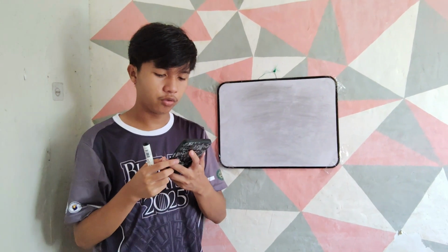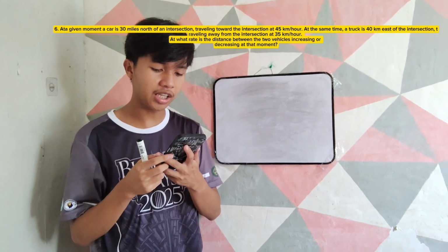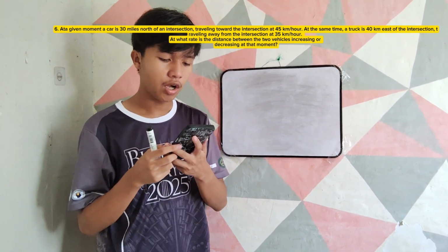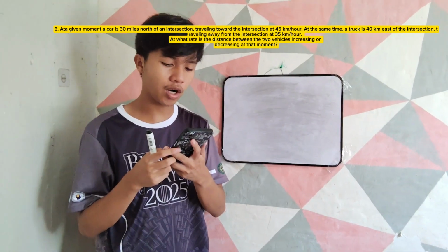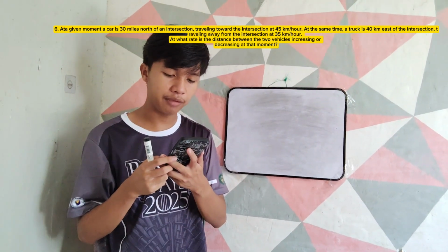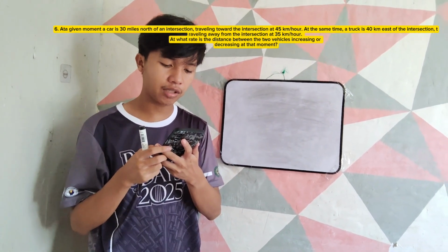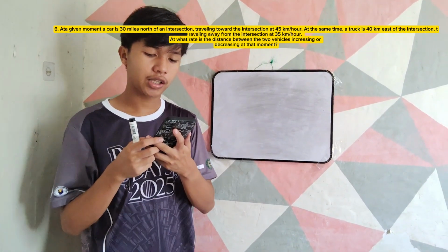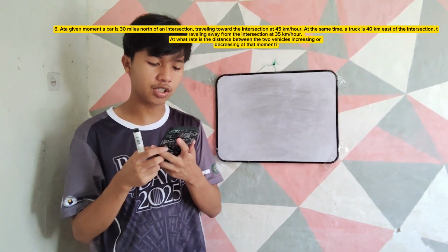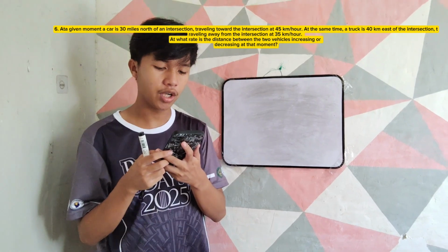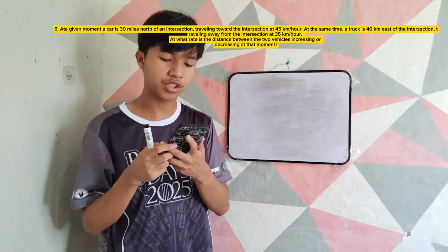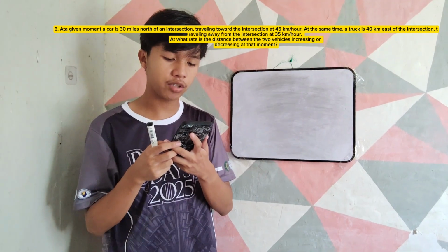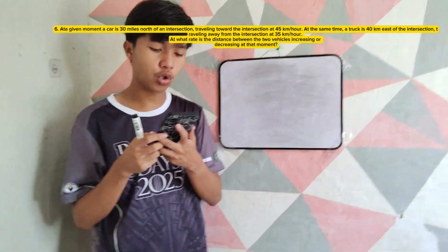So the next question states that at a given moment, a car is 30 miles north of an intersection traveling toward the intersection at 45 km per hour. At the same time, a truck is 40 km east of the intersection traveling away from the intersection at 35 km per hour. You are asked to find the rate at which the distance between the two vehicles is increasing or decreasing at that moment.